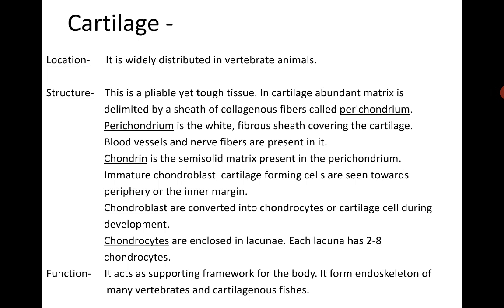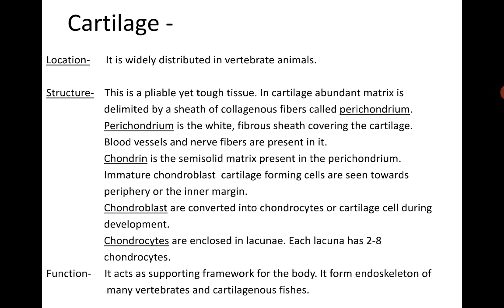The structure of cartilage: this is pliable yet tough tissue. Pliable means flexible. In cartilage, abundant matrix is delimited by a sheath of collagenous fiber called perichondrium. The sheath of this tissue is made up of collagenous fiber. These fibers scattered in the tissue are called perichondrium. Perichondrium is a white fibrous sheath covering the cartilage.